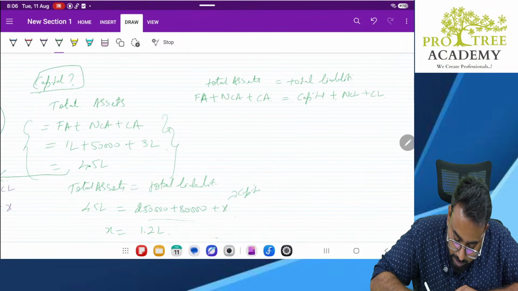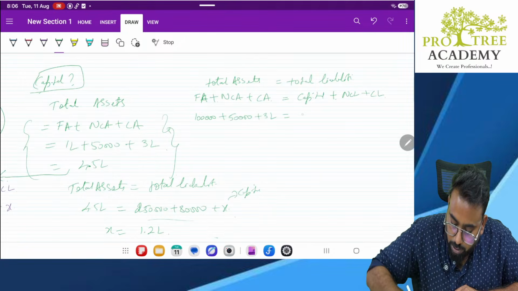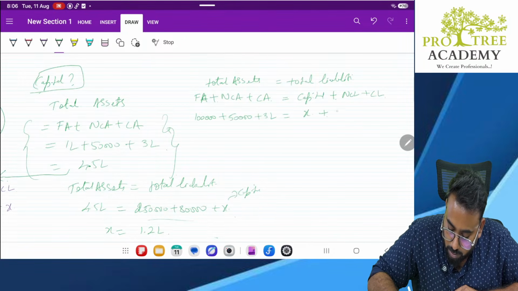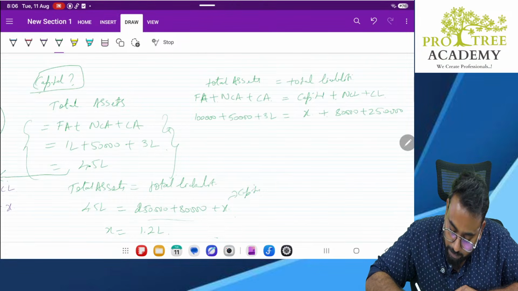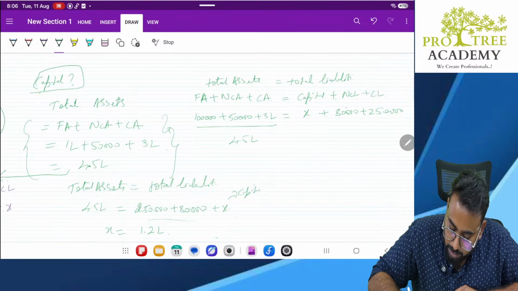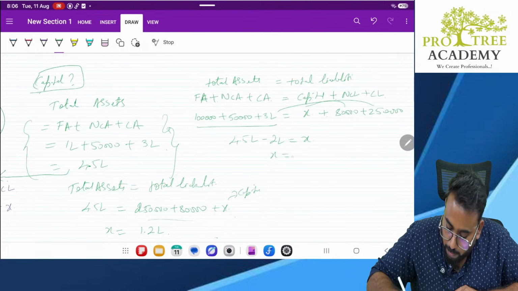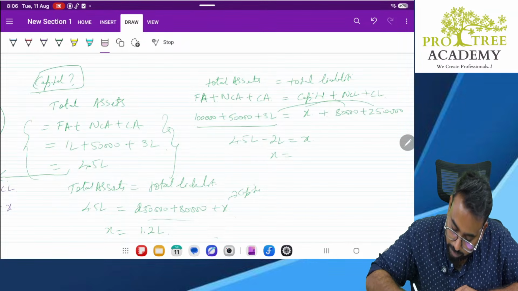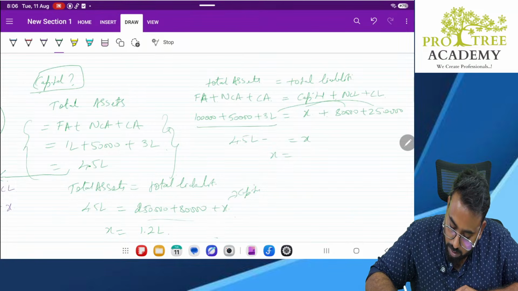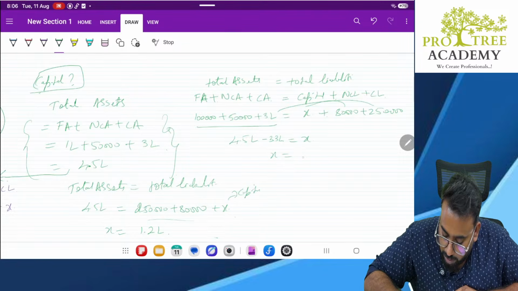Okay. What is fixed assets? Sir, 1 lakh. What is non-current assets? Sir, 50,000. What is current assets? 3 lakh. What is capital? We don't know, sir. What is non-current liability? 80,000, sir. What is current liability? 2,50,000, sir. Okay. Can we find out X? Very easily, sir. This total 4.5 lakh, minus, if this also comes on this side, it will become minus 2 lakh is equal to X. Not 2 lakh, sorry. 3.2 lakhs. Sorry. Wait. 2 lakh, 3 lakh, 30,000. So the answer is 1.2 lakh.